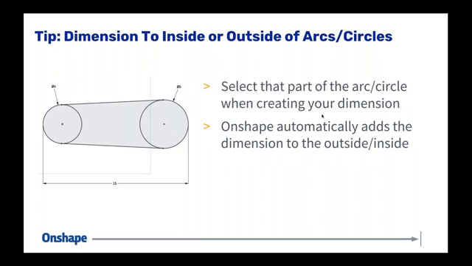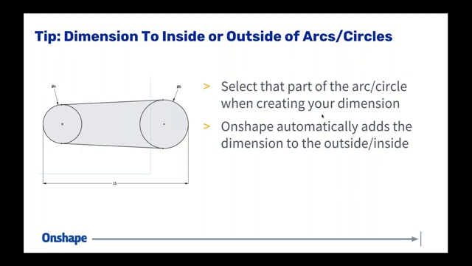All right, the next tip. This is a very commonly asked question that's very subtle, but very easy to do in Onshape, and that is dimension to the inside or the outside of arcs. How do I dimension to the inside or the outside of an arc, right? Is there some special switch that I have to flip in order to dimension to the minimum or maximum, or whatever you refer to it as? And the short answer is no.